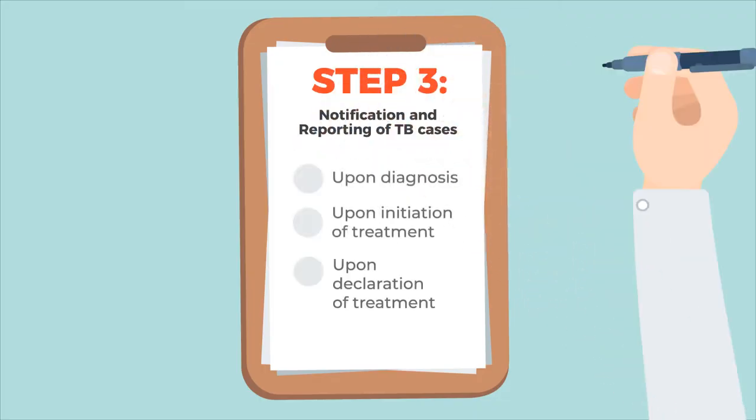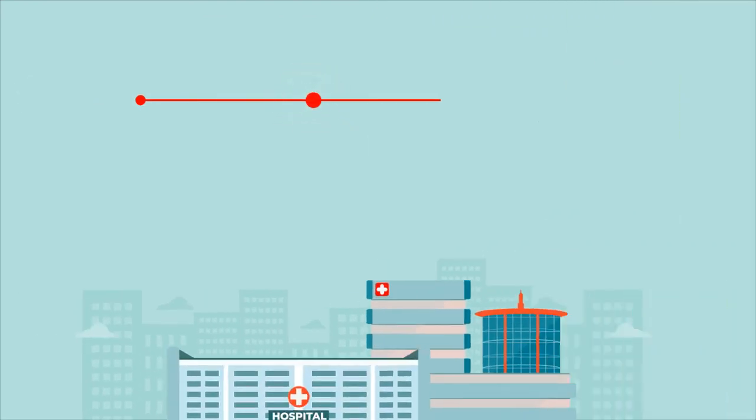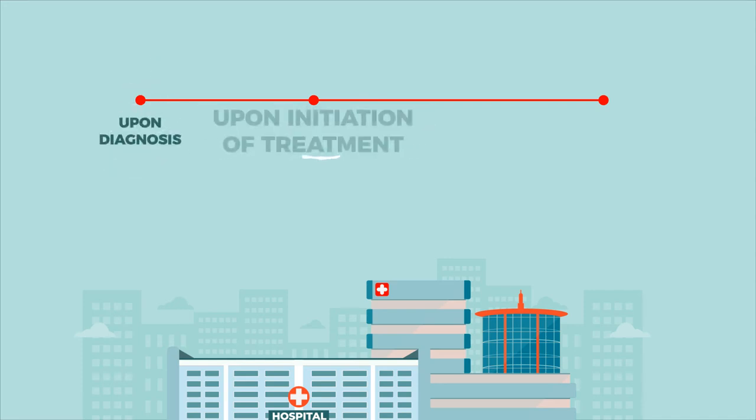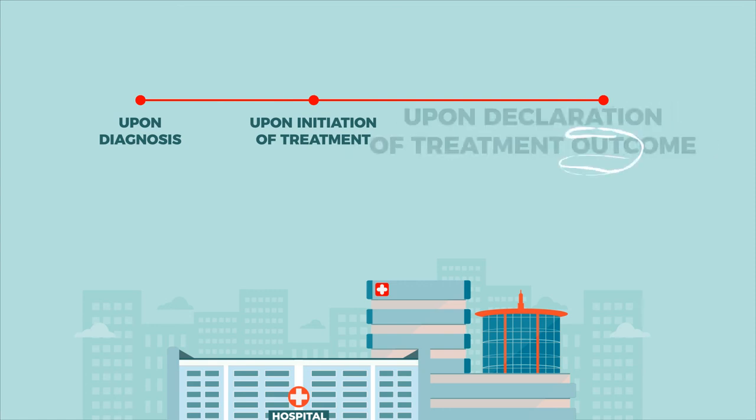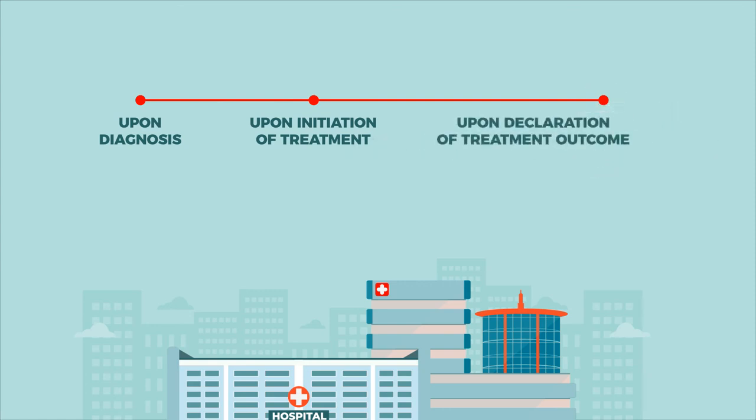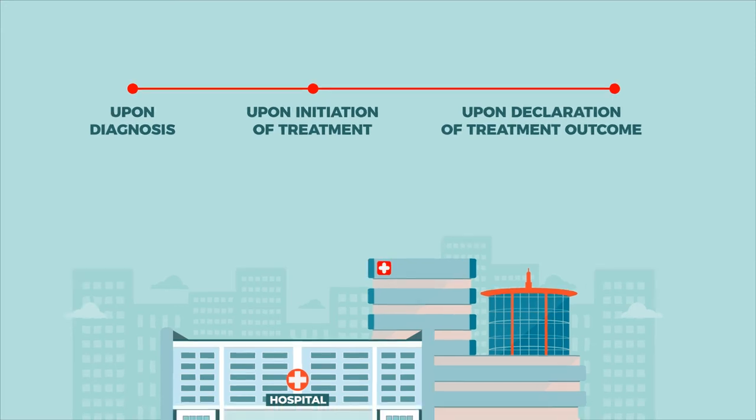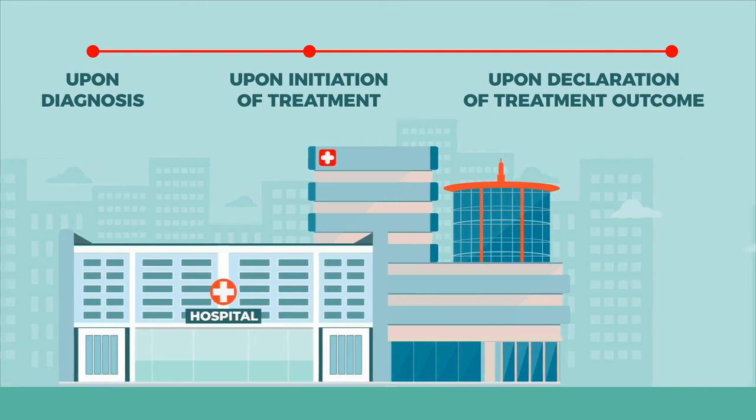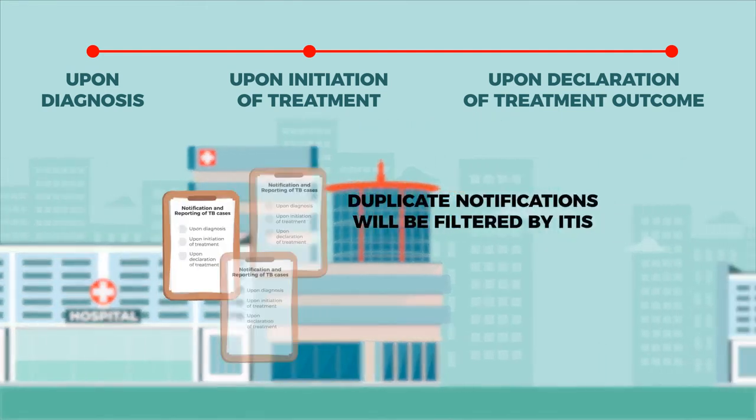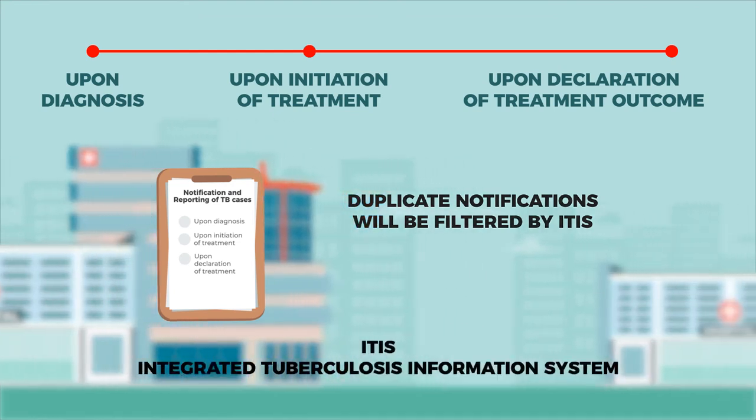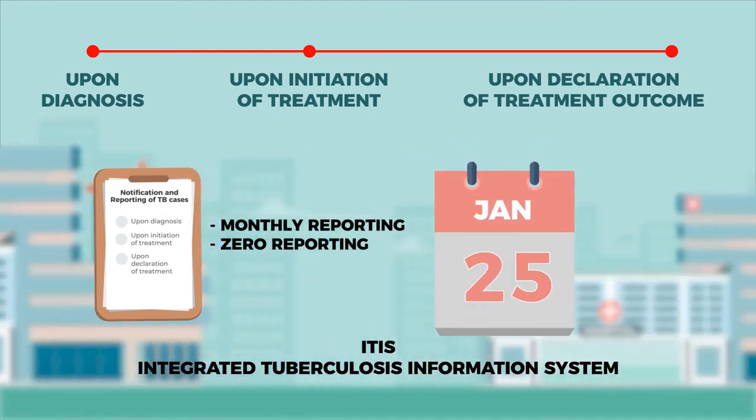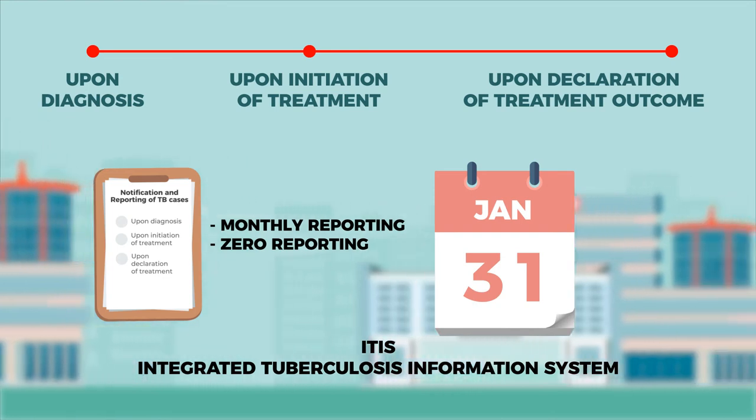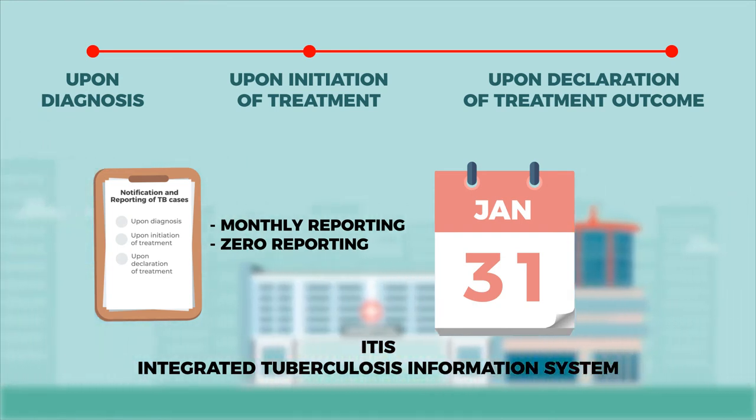Step 3. Notification and reporting of TB cases. All TB patients are notified at 3 time points. First, upon diagnosis. Second, upon initiation of treatment. And third, upon declaration of treatment outcome. It is possible that one or multiple healthcare providers report the same TB patient based on these time points of patient contact. The duplicate notifications will be filtered by ITIS. All TB cases seen during the month will be reported at the end of the month. 0 cases must also be reported.